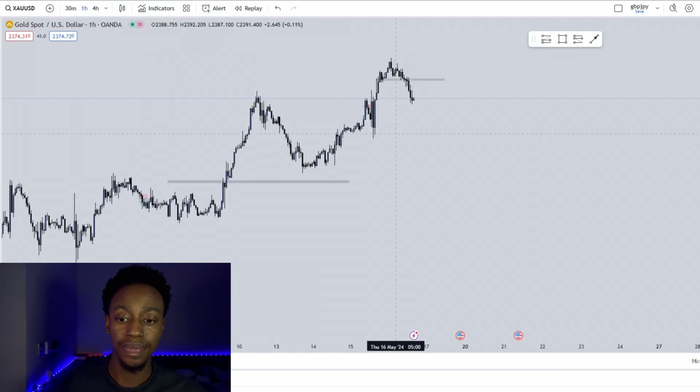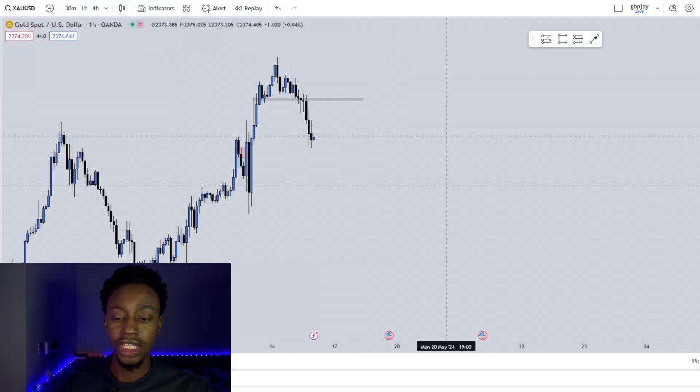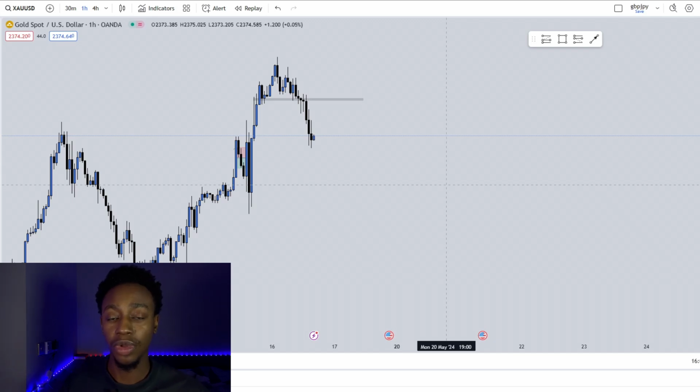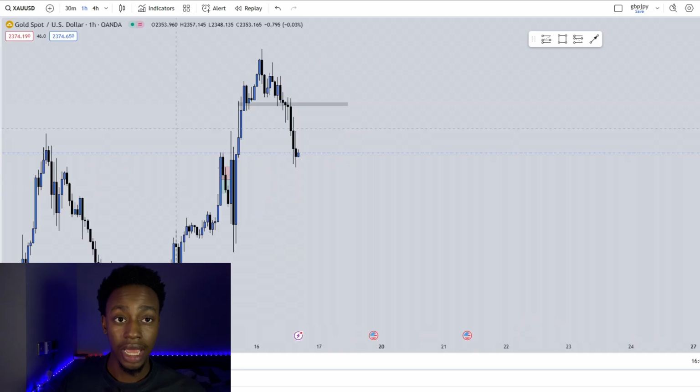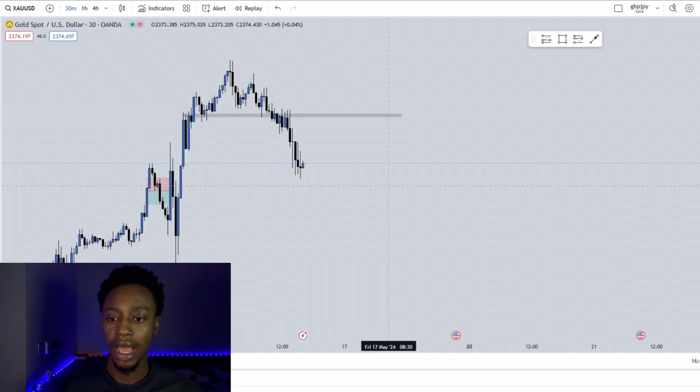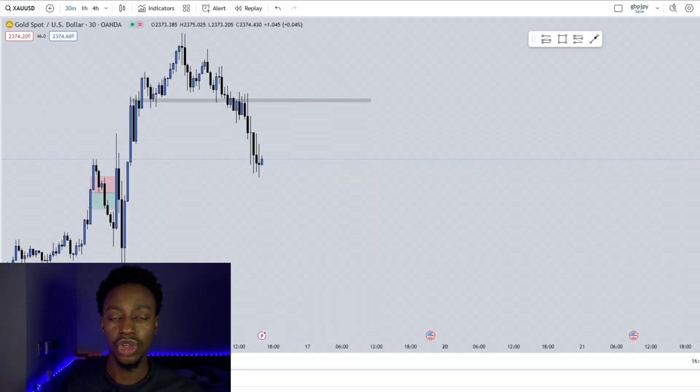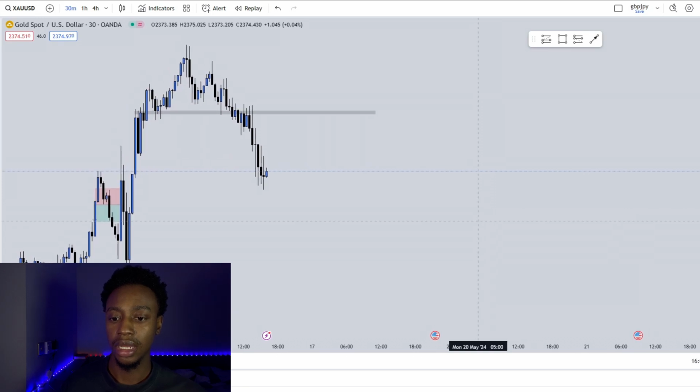Once I have that bias established, I go down to the 1-hour. This is where I look for opportunities and trades that I can take. I'm looking for buying opportunities right now. I don't really see anything on the 1-hour. Again, I'll drop down to the 30 minutes, and I'm slowly starting to see some opportunities in the 30 minutes.